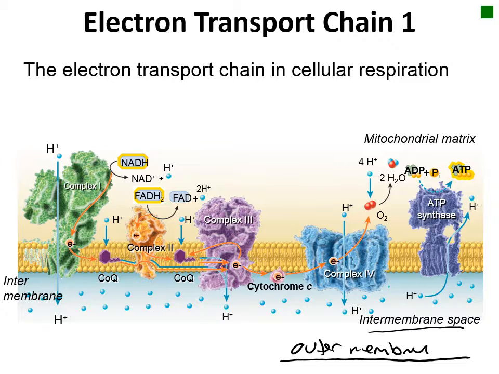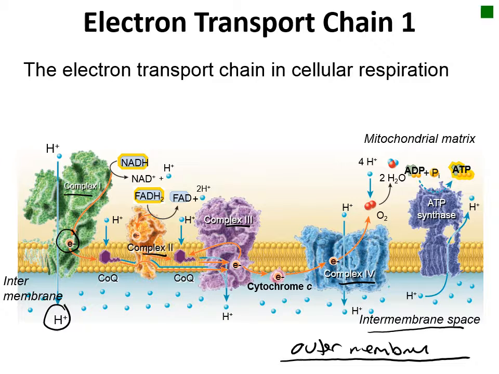There are 4 different protein complexes that make up the electron transport chain, labeled complex 1, 2, 3, and 4. These complexes have 2 roles. They bind and transfer electrons, and complex 1, 3, and 4 also pump protons from the matrix into the intermembrane space. They use the energy from the electrons that they are transferring to power the proton transport.